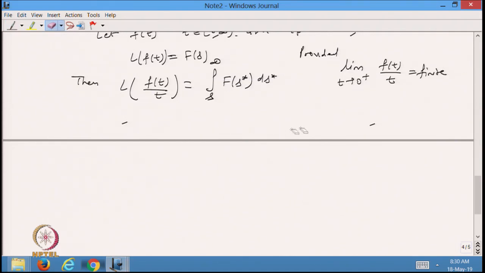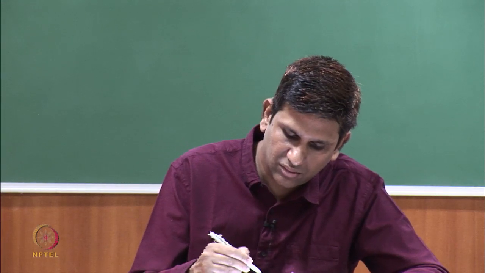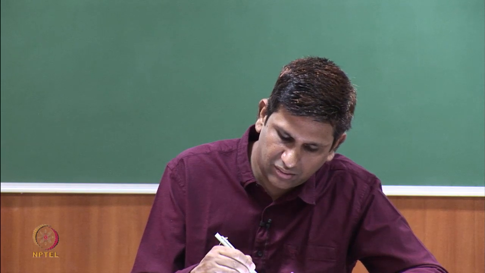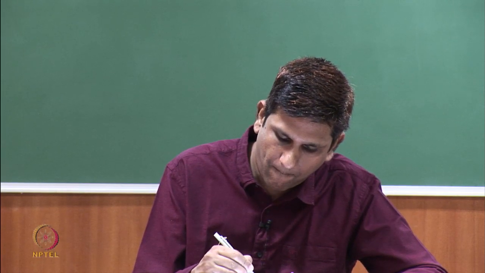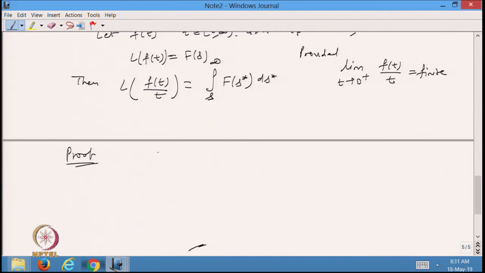In the previous one I took the derivative of the Laplace transformation, and in that case we got minus t into f(t), but now I am taking the integration. We can prove this very easily. So I have my L of f(t), that is my F(s), equal to the integral from 0 to infinity of e raised to the power minus s t f(t) dt.